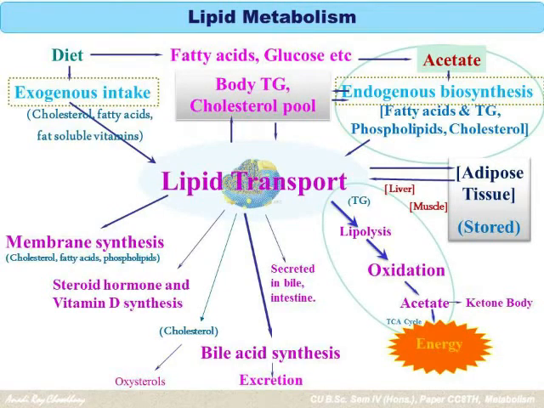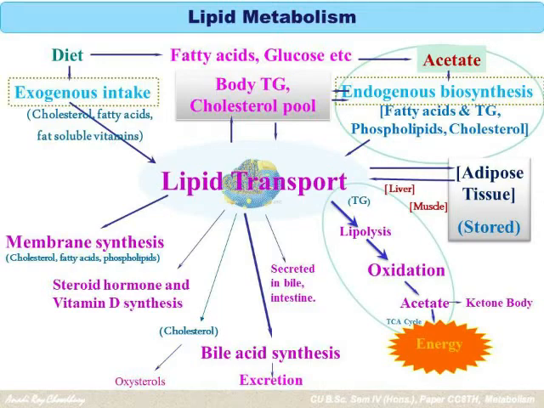Phospholipids, cholesterol, sphingolipids, etc. are essential components of the cell membrane. Bile salts, vitamin D, and different steroid hormones are synthesized from cholesterol. Prostaglandins, different eicosanoids, sphingolipids, glycolipids, and different metabolic intermediates of lipid metabolism have many biological functions in our body.